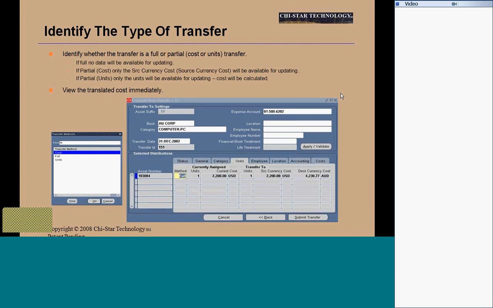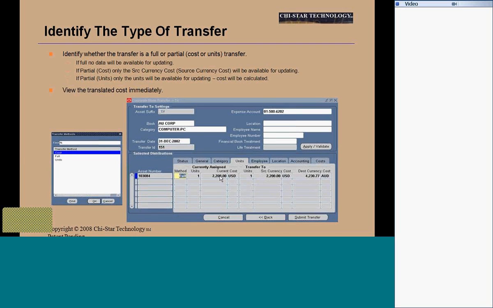In my units, my transfer to, my options here for the method of the transfer are either going to be cost, full, or unit. If I select full, none of the values here are updatable. If I select cost, I'm allowed to update the current cost of the asset to set this to whatever cost value is going to be transferred.